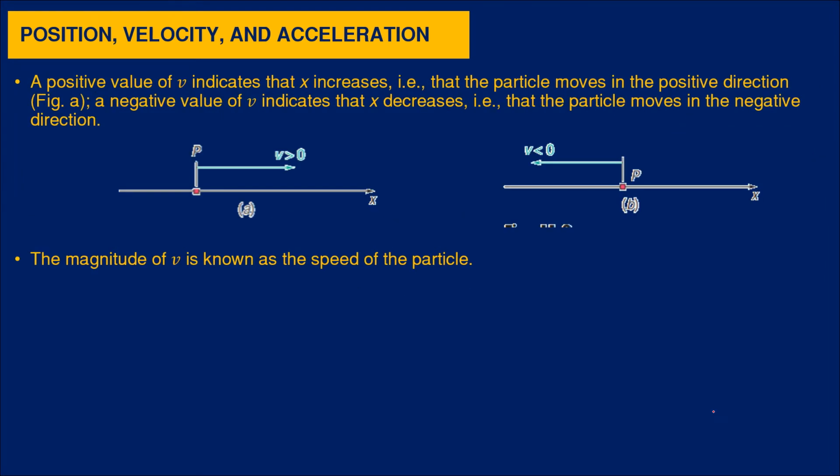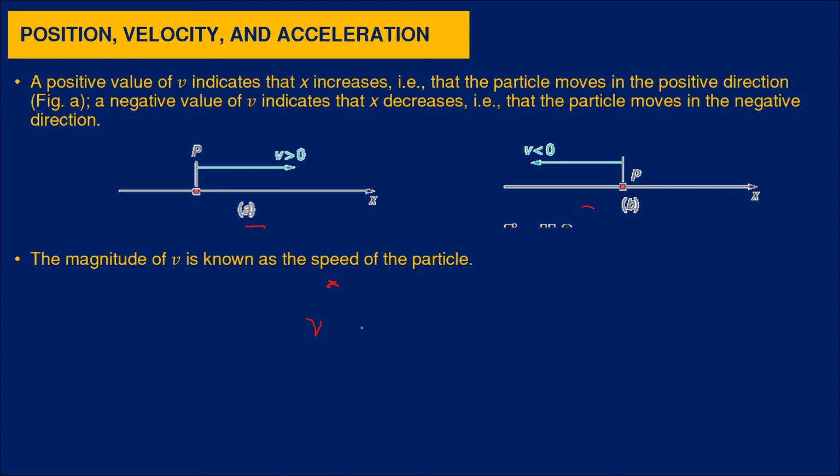Now, a positive value of v indicates that x increases, no? That is when the particle moves in the positive direction in figure A. A negative value of v indicates that x decreases, no? That the particle moves in the negative direction. Alright? So the magnitude of v is known as the speed of the particle. The magnitude of v.